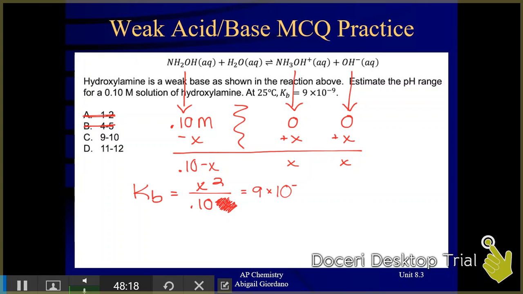And we were given the Kb value. And guys, this is solvable without a calculator. 9 times 10 to the negative 9th times a 10th is 9 times 10 to the negative 10th. If we take the square root of both sides, think about how square roots work. Okay, the square root of 9 is 3. When you take the square root of something with an exponent, you cut it in half.